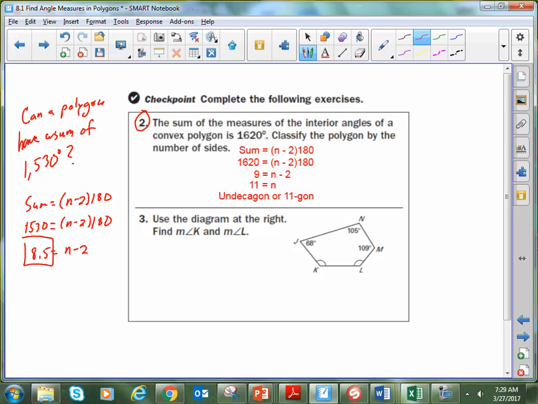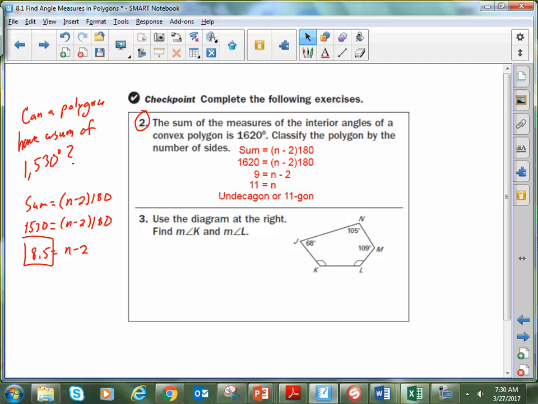It's not possible for a polygon to have a sum of 1,530 degrees, because what you're saying here is that I have half of a side. It's not possible. A polygon either has a side or it doesn't. If it's not closed, then it's not a polygon. So pay attention when you see questions like that. If you get a decimal answer working these types of problems out, we made a mistake. Or if the question is asking, can you do this, we'd have to say no in this case, because I can't have a polygon that has a part of a side.